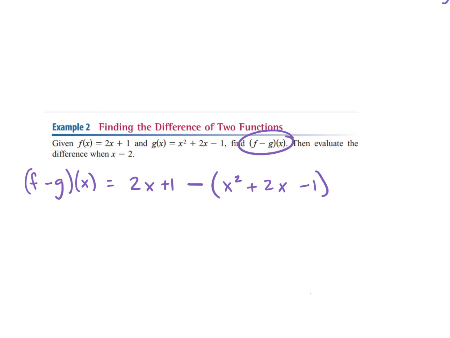What do you think I need to do first to simplify? Distribute. Anytime you subtract, you're going to have to distribute if you have more than one term in your second function. Here we have 3 terms in that g of x, so I have to distribute that negative sign to everything behind it. Don't forget to distribute, because then that'll give you a different answer. So I have minus x squared minus 2x plus 1.